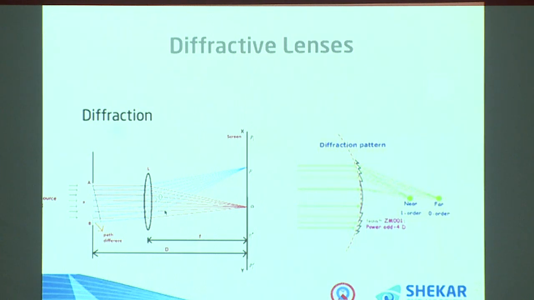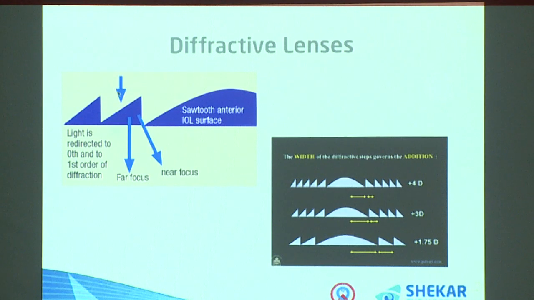Diffraction is one property of light where light travels in straight lines, but when it goes through edges, some amount of bending of light rays happens. That's the diffraction. That property is used as an advantage here by creating those edges and making the light ray bend to our advantage. So in this diffraction, you have the height of this and the area here.